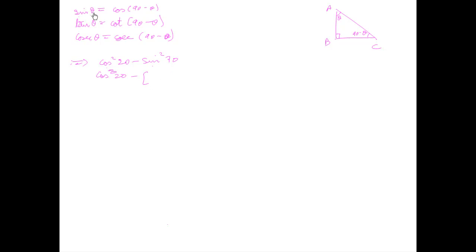Sin 70, children, sin 70 is cos 90 minus 70. That's cos 90 minus 70, which, children, comes out to be cos squared 20 minus cos squared 20, to give you the value as 0. A very simple sum like this, children. Very simple sum. Let's see another example of the same type.